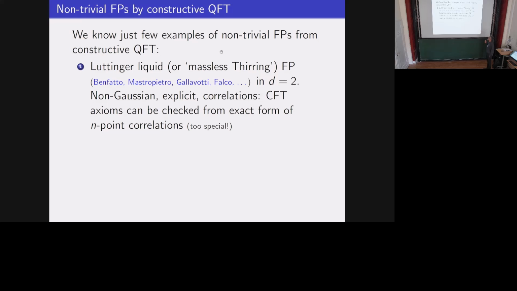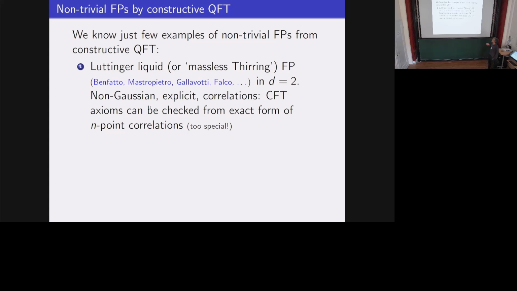Unfortunately, there are not so many cases in which one is able to control in sufficient detail non-trivial fixed points via constructive quantum field theory methods. One example is the Luttinger liquid or Thirring fixed point in 2 dimensions. Here I'm citing some colleagues who constructed this fixed point via functional integral methods and also proved the stability of the fixed point against certain perturbations of the microscopic Hamiltonian that break integrability.